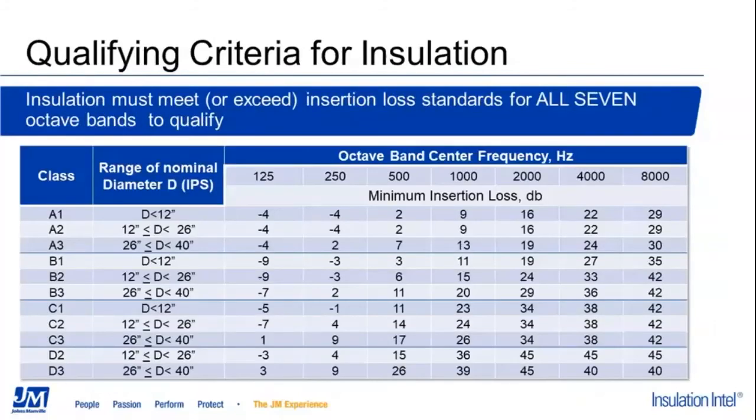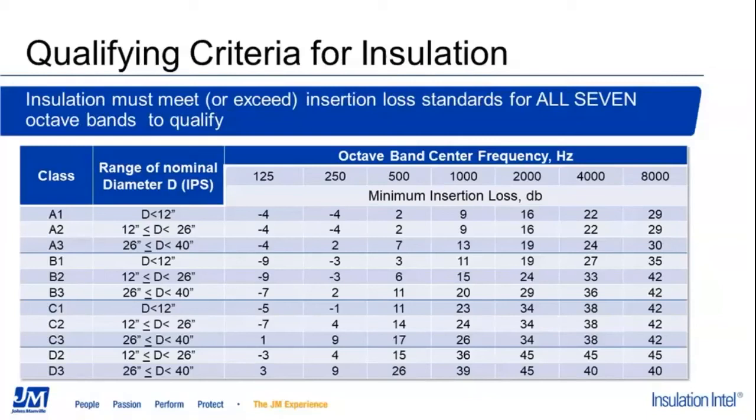This is a summary of the performance characteristics that are required to rate your system as meeting the requirements of a given class and pipe size range. So you can see on the left side of this table the different classes available, A, B, C, and D, and then the different pipe size configurations within each.